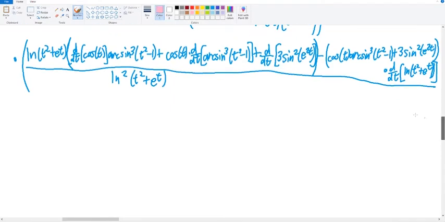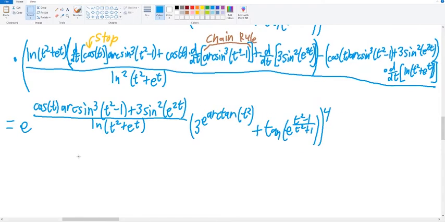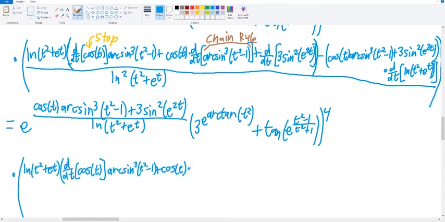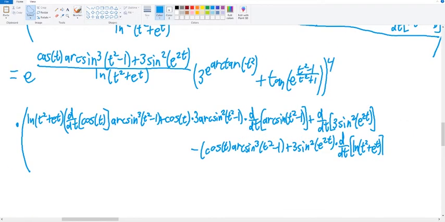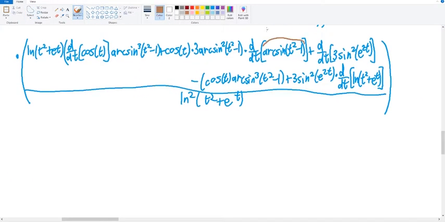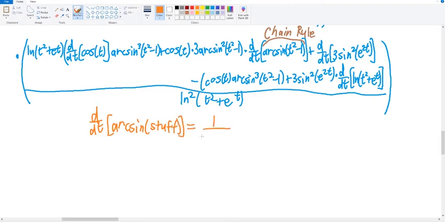We know how to take the derivative of cosine of t, so we can stop here for now. The derivative of arcsine cubed uses a chain rule. And we still have a chain rule involving arcsine. Now, this is one of the weirder derivatives. The derivative of arcsine of stuff is 1 over square root of 1 minus stuff squared, times the derivative of that stuff.